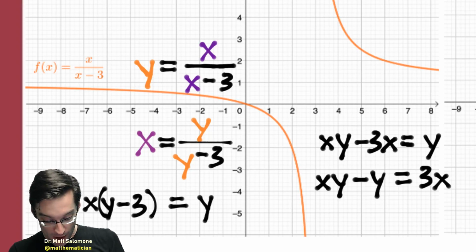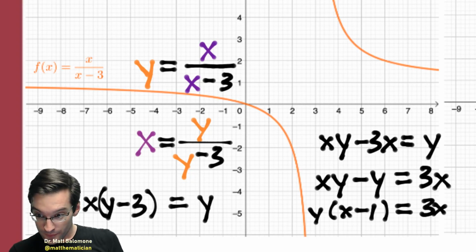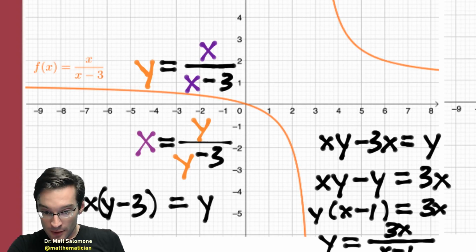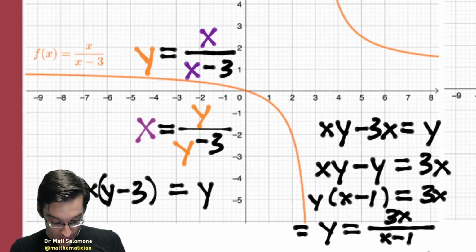Then I'll factor the y out of the left-hand side, y times x minus 1. And then my very last step is to get y by itself by dividing both sides by x minus 1. 3x over x minus 1. Whoops, and it's just a little bit down off the screen. Let me nudge it up. There we go. And so there is a formula for the inverse relation.